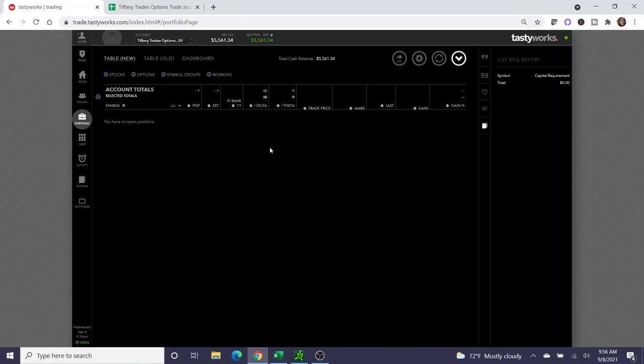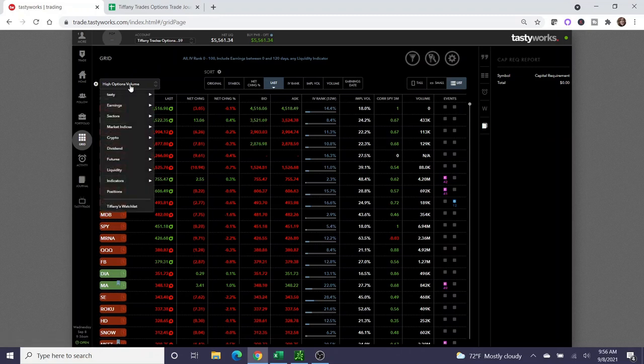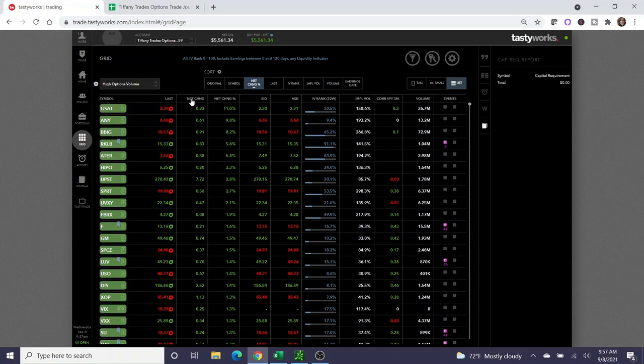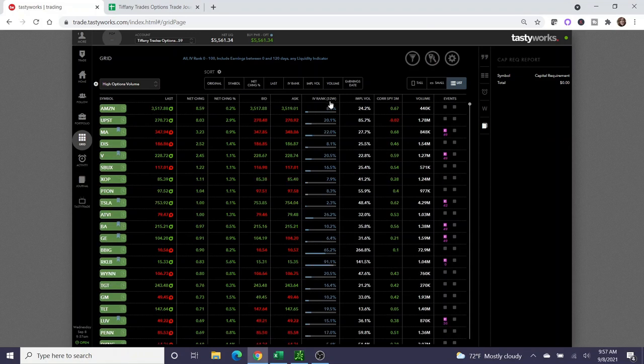And so with that in mind, I'm just going to take a quick look at tastytrade's grid scanner. And to get that in the web browser platform, you just come over to this little grid right here. It's already preset to high options volume because that's the grid that I'm primarily looking at, because I like to trade in options that have high volume and high open interest, which generally means that the bid and the ask spread is going to be a little bit tighter than most of your perhaps less liquid options. You can sort this grid by last, by net change, by bid, by ask, by IV rank.